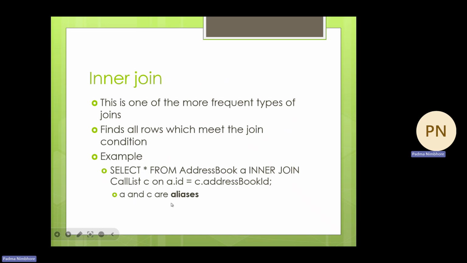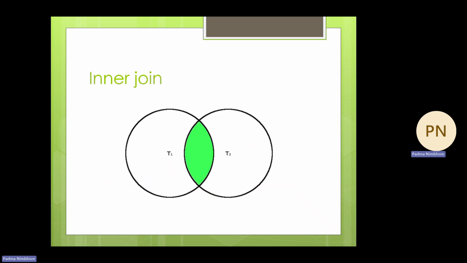Here a and c are the aliases for your address book and call list, used to combine these two attributes. Suppose you have two tables, T1 and T2, and you are trying to find some common attribute between them. You are joining in the middle part of this Venn diagram, where T1 is your T1 table and T2 is your T2 table.